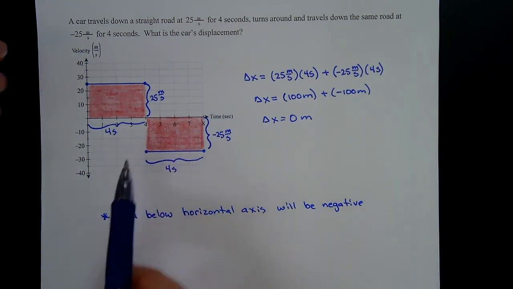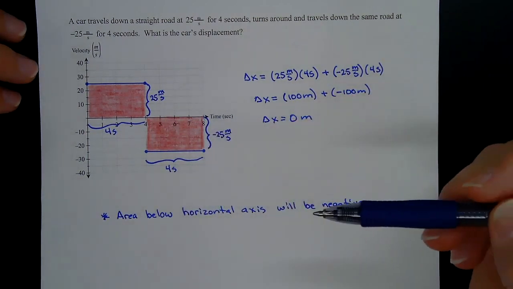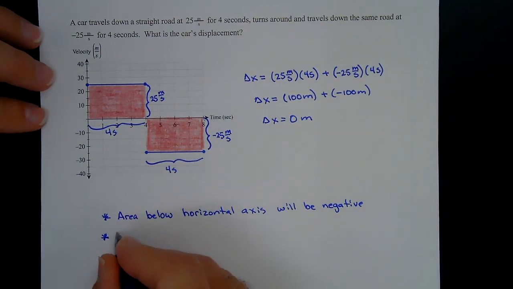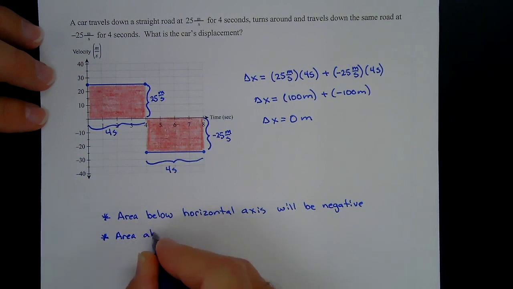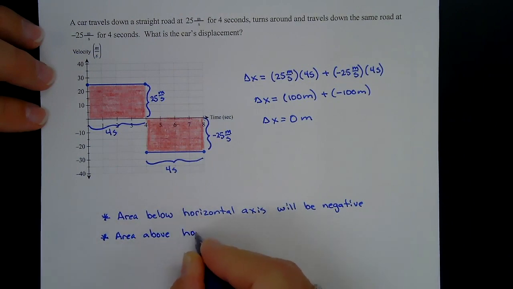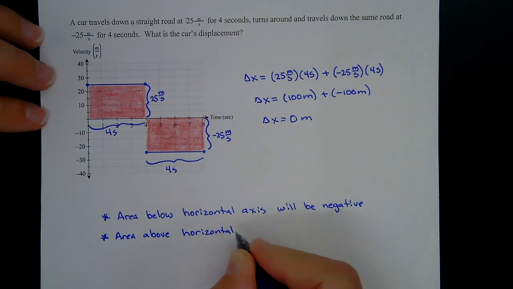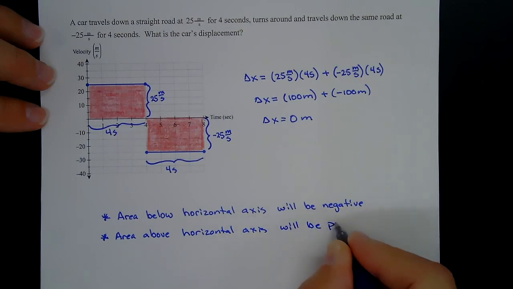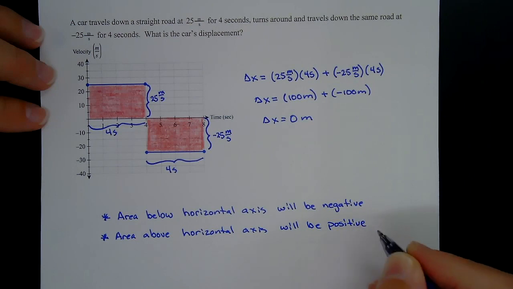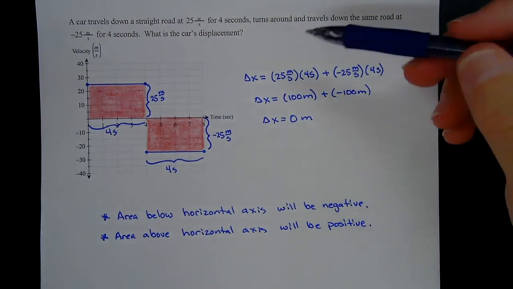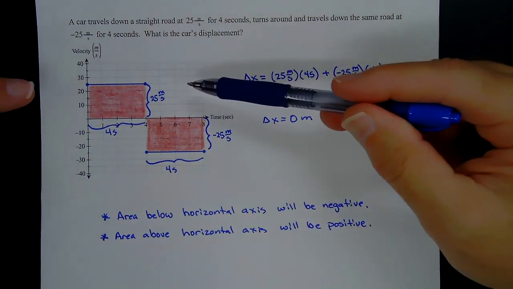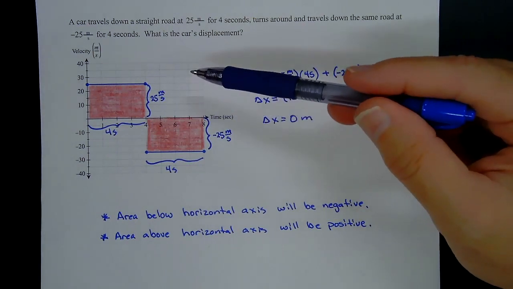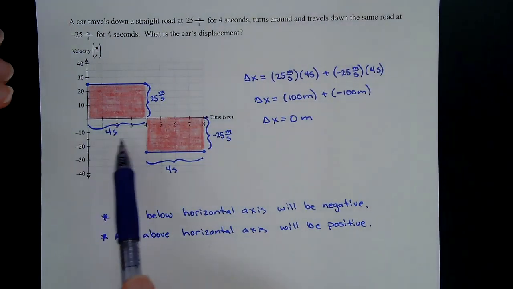The reason is that the base will be positive, because that's our change in time, and the height will be the velocity, which has to be negative if it's below the horizontal axis. And the area above the horizontal axis will be positive. For the same reason, if you have a graph above the horizontal axis, the velocity is positive. That's where you get the heights for all your areas, and those heights are positive because the base will always be positive.